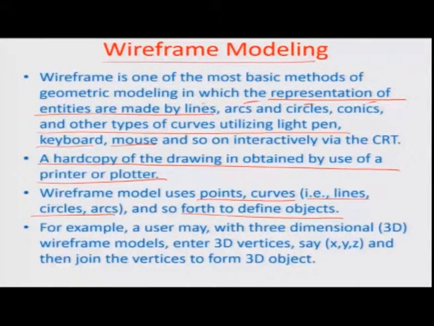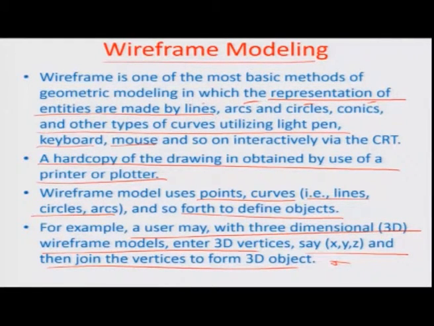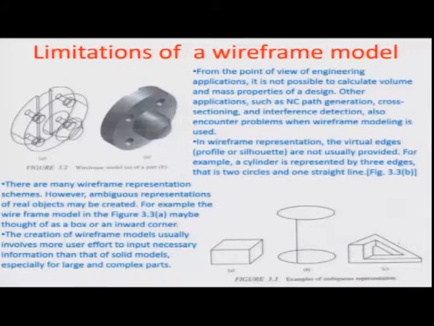So, a user, for example, may with 3-dimensional wireframe models enter 3D vertices, say x, y, z, and then join those vertices to form the 3D object, the 3D shape, and something like this would emerge. For example, when we are looking at the part here in figure B, the wireframe model may look something like this, where only the boundaries are being scanned or taken in terms of coordinates and laid out.